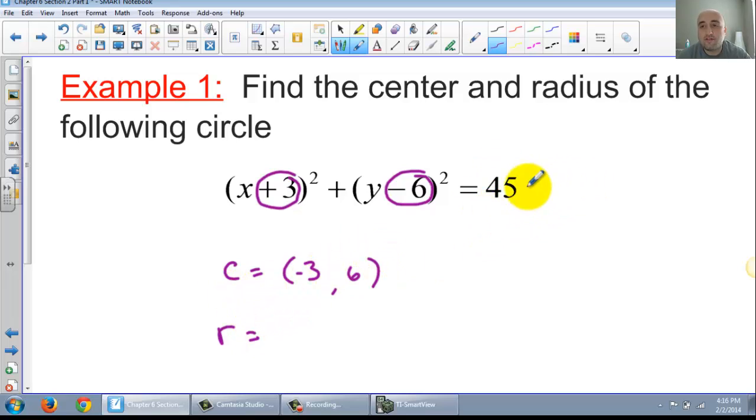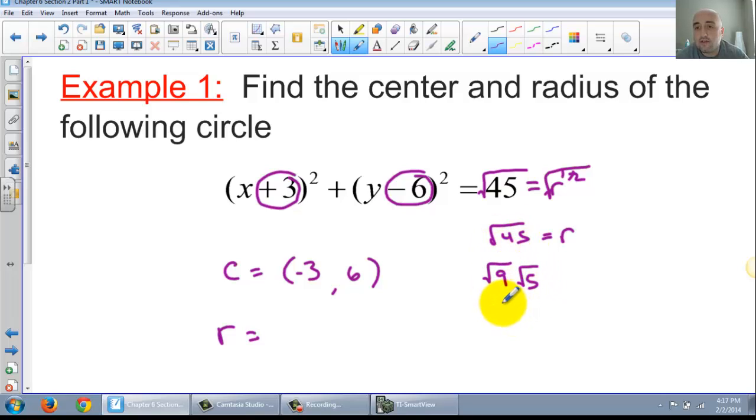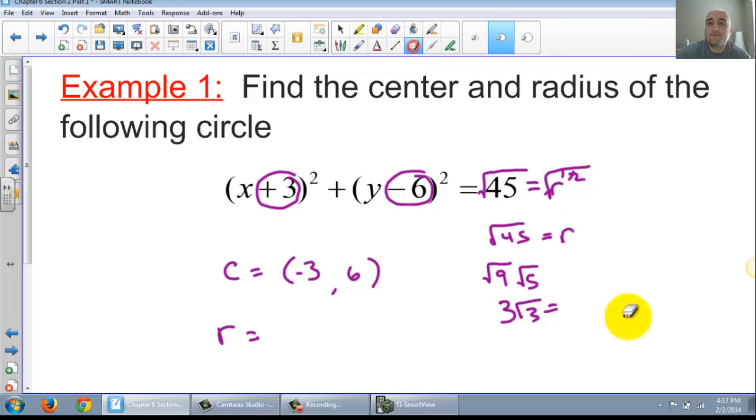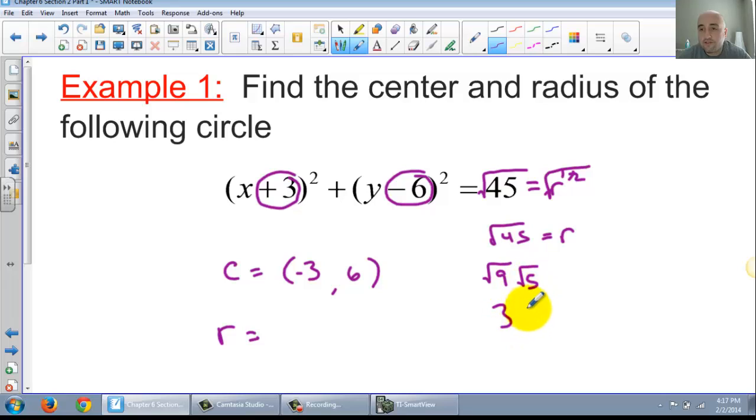And our radius, so remember, this number is equal to r squared. So to get rid of the power of 2, I have to square root both sides. So now, should we use square root of 45? Okay. If you're in geometry, I'd just say, yeah, let's use square root of 45. But you guys are advanced. You should be breaking this down. So hopefully you know that 9 times 5 is 45. And the square root of 9 is 3. Square root of 5 cannot be simplified, so I just bring it down. So my radius is 3 root 5.